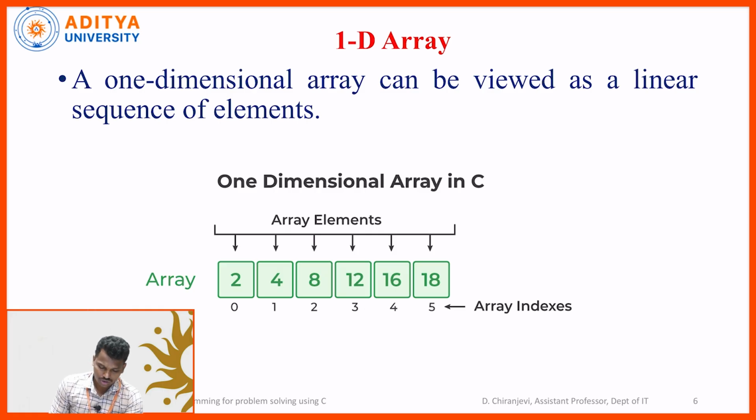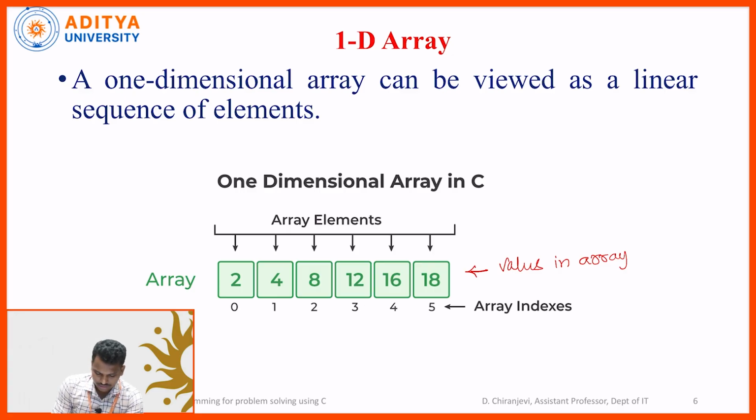One dimensional array. You can define a one dimensional array like this. A one dimensional array contains a linear sequence of elements. If you look at this image, the elements are sequentially stored, with index 0, 1, 2, 3, 4, 5. So in a one dimensional array the elements are stored in linear sequence. These are the elements, or you can say values, 2, 4, 8, 12, 16, 18 in the array, or array elements, and 0, 1, 2, 3, 4, 5 are the indexes.